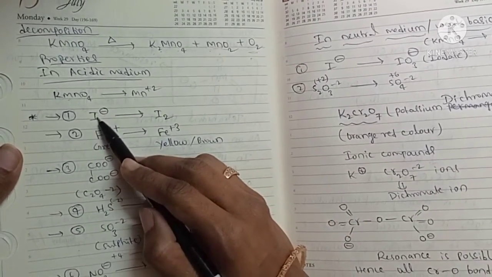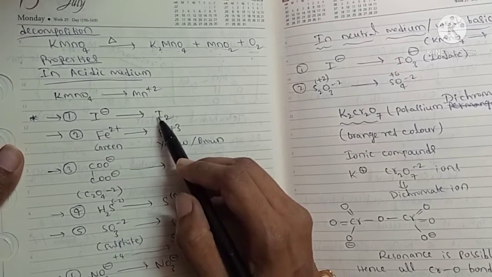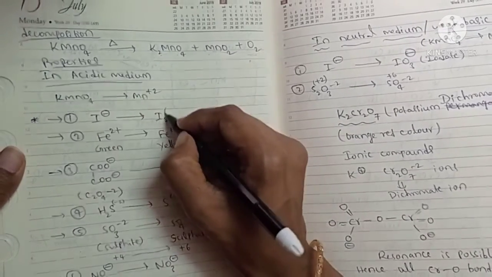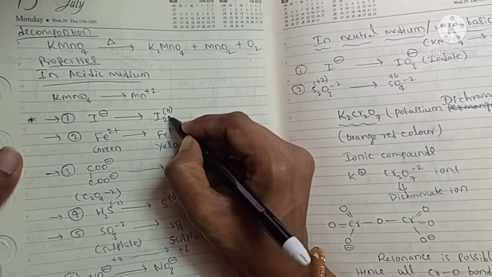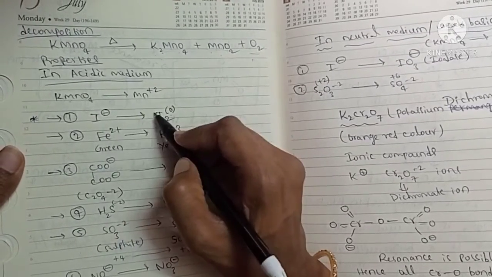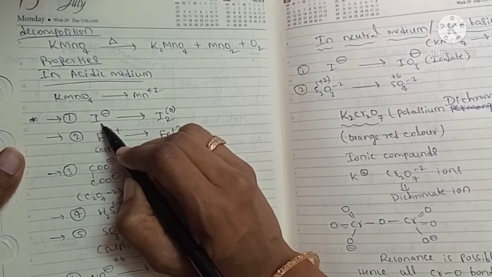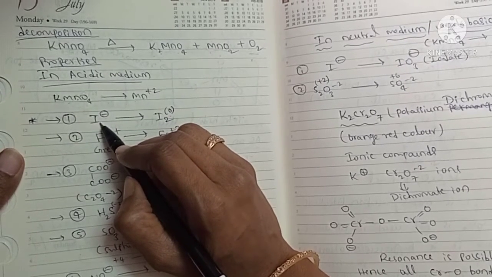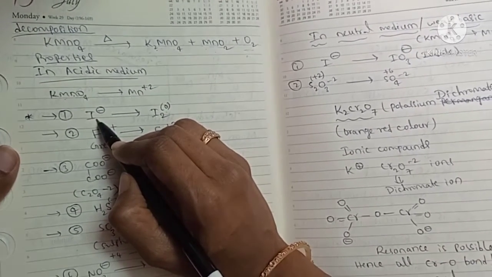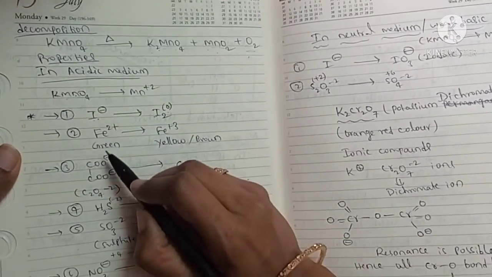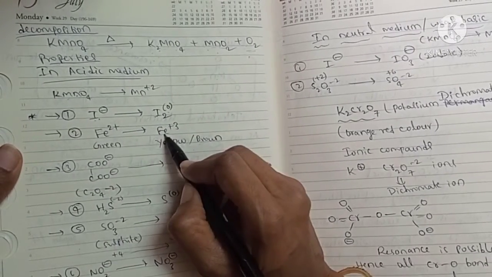In acidic medium, I minus is oxidized to I2. Here -1 changes into 0 oxidation state. So it is an oxidation reaction. Here Mn+7 will be reduced, but it oxidizes other substances. So that is the oxidizing agent. So it oxidizes I- to I2 and iron +2 to iron +3.